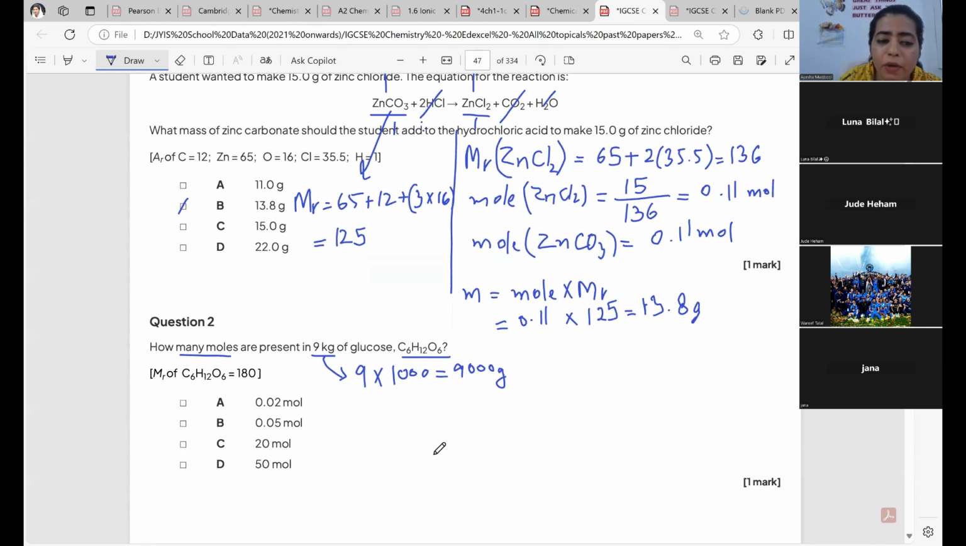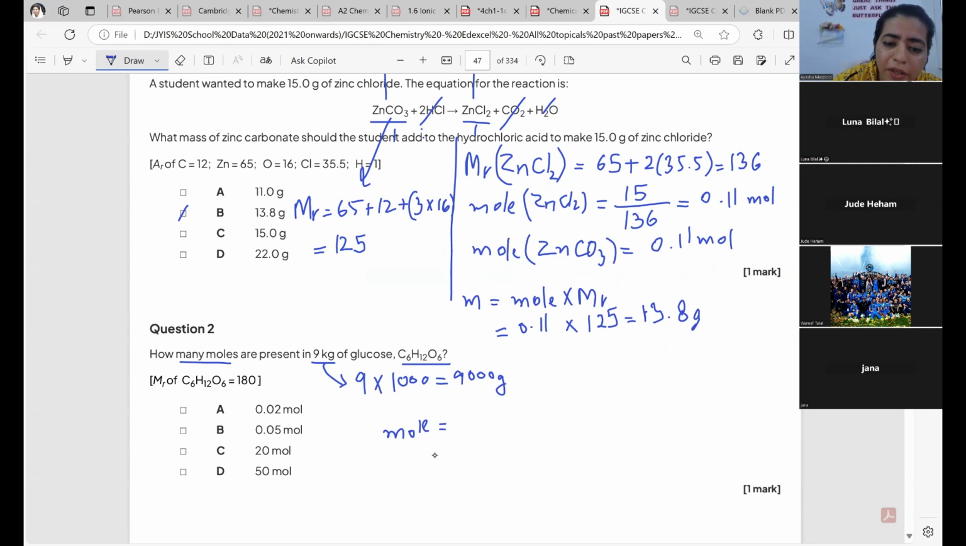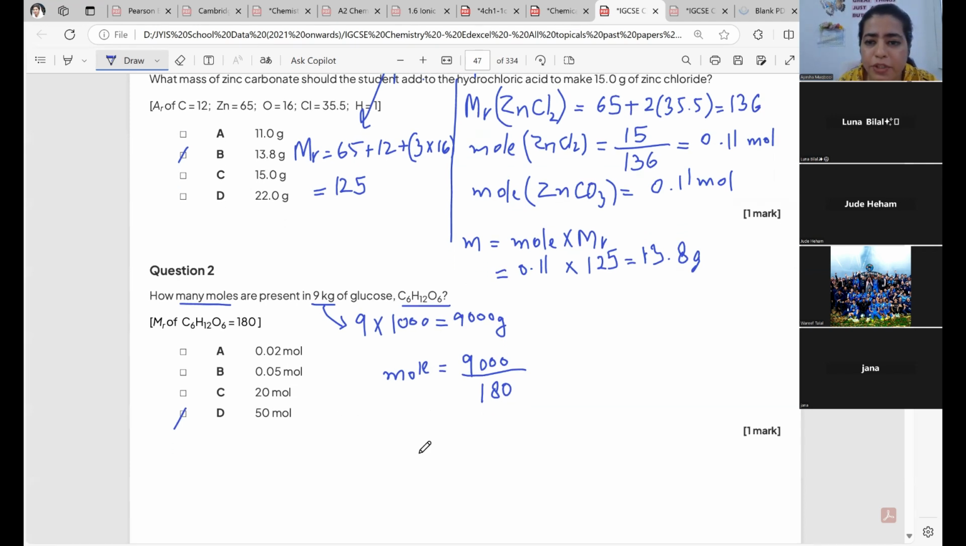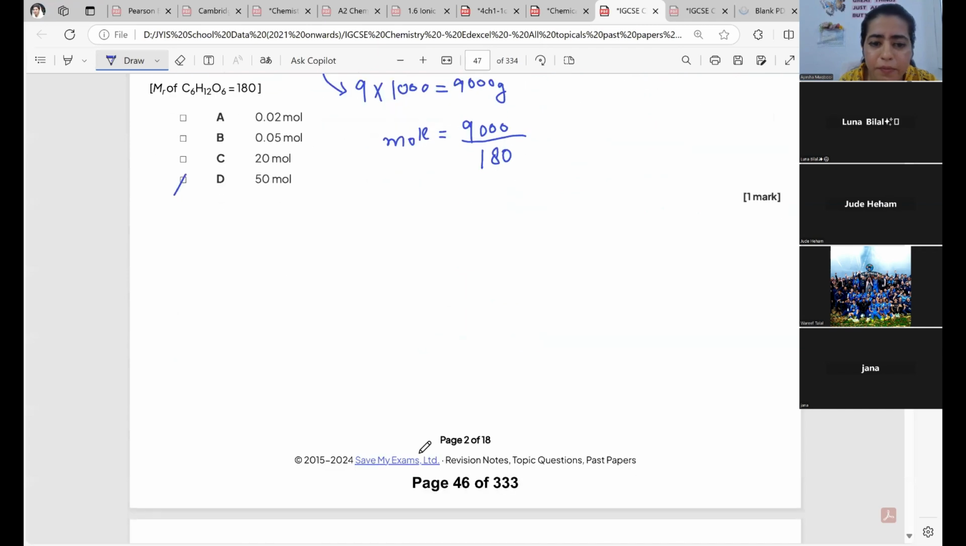Okay, now apply the moles formula. Mass over molar mass. Molar mass by chance is given to you. 180. Easy. No need to calculate it. So the answer will be 50 moles. B is the right answer. 50 moles. Okay. This was easy. Let's move to little hard questions.